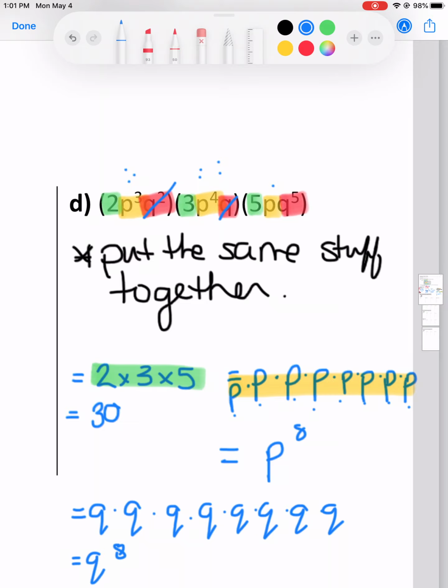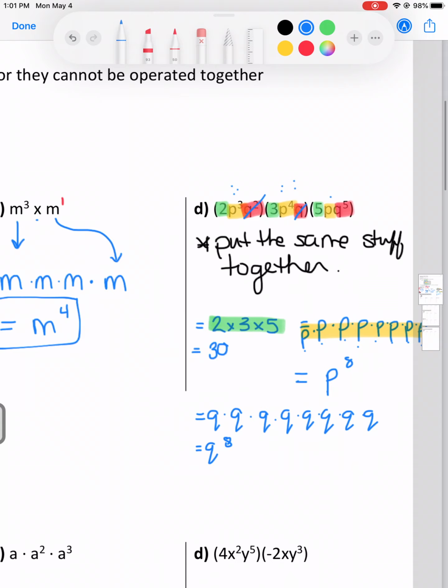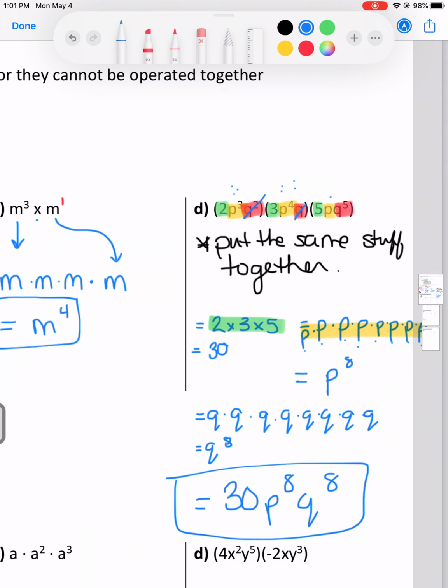So what's my final answer? Well, it's going to be 30 p to the 8 q to the 8. That's it. So you see how I stuck my numbers with my numbers, my letters with my letters? Let's keep consistency. There was that. There was that. And then there was that. I hope that made sense.